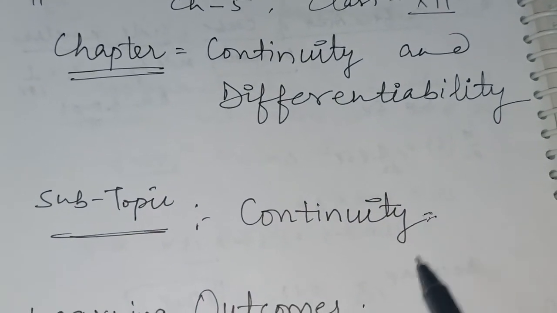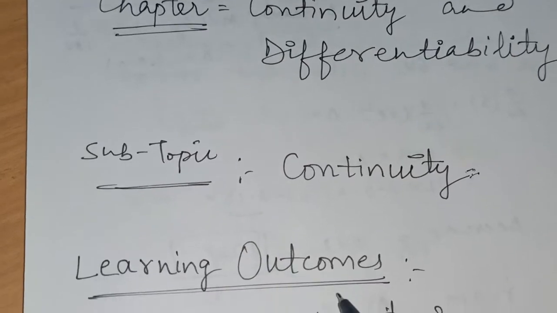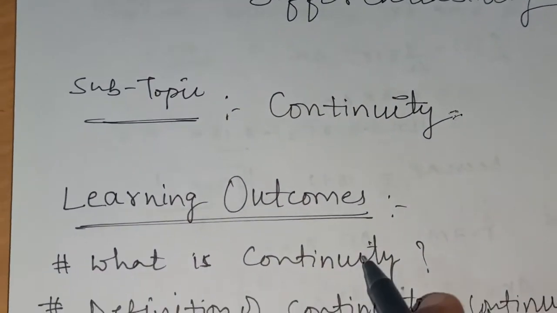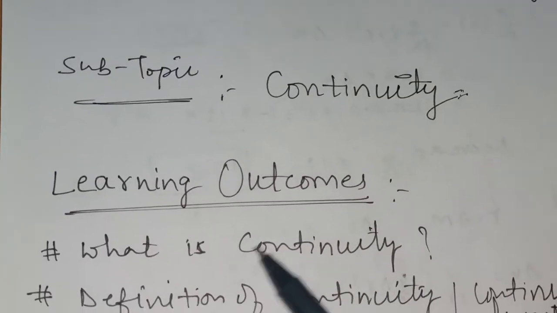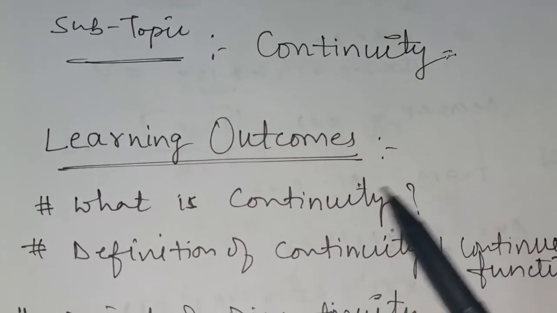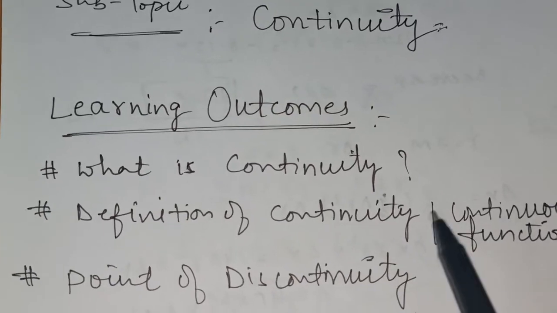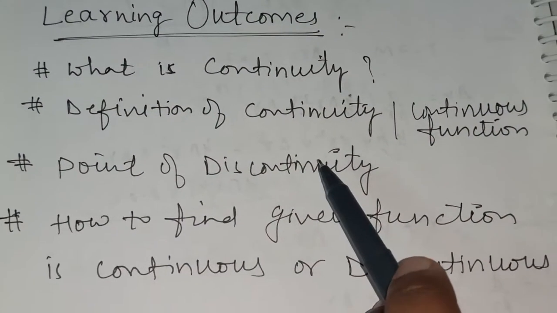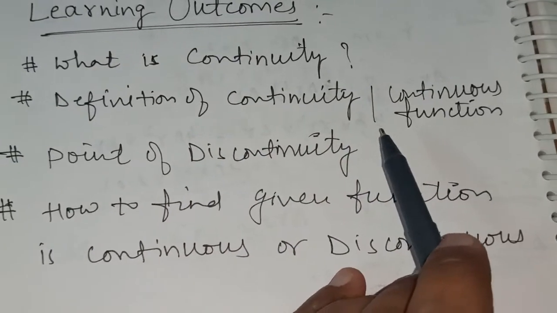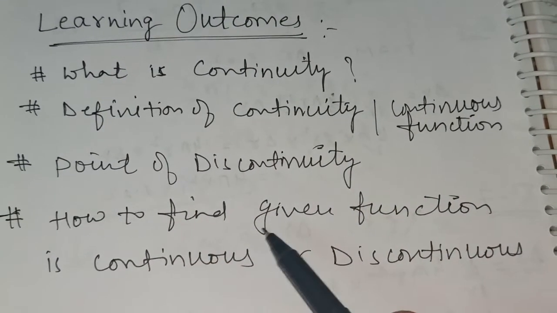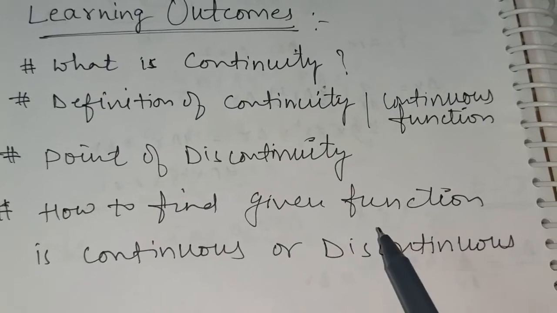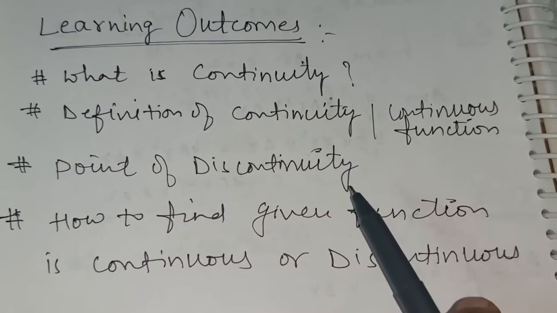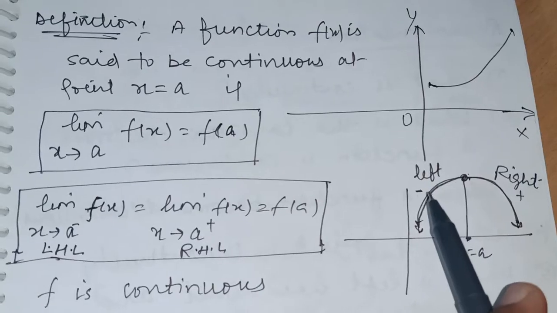So we have some learning outcomes, what we require from this subtopic continuity. The learning outcomes are: what is continuity, the definition of a continuous function, the point of discontinuity, that is, the point where the function is discontinuous, and how to find whether the given function is continuous or discontinuous. These are the particular learning outcomes we require from this subtopic.